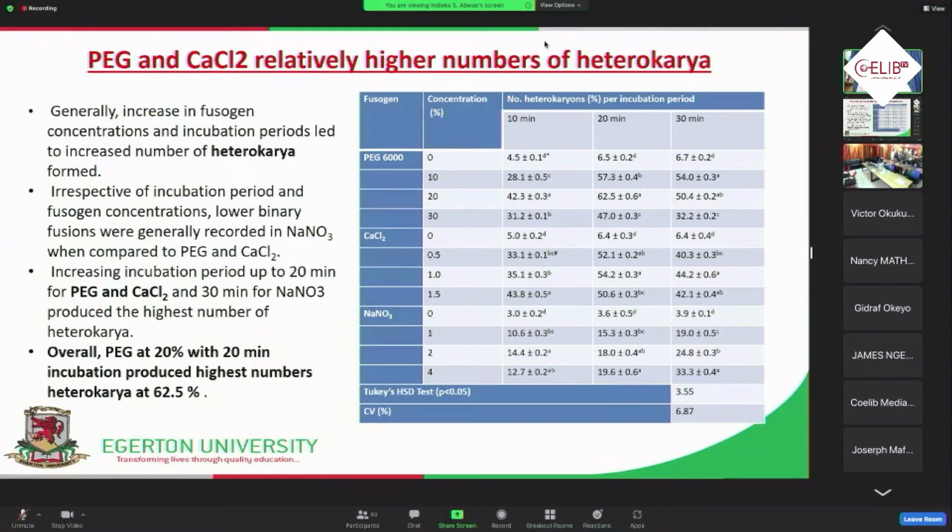We also found that for the fusogen, PEG and calcium chloride were giving us at least good numbers of fused protoplast. But overall, PEG 6000 was the excellent fusogen when used at 20 minutes.